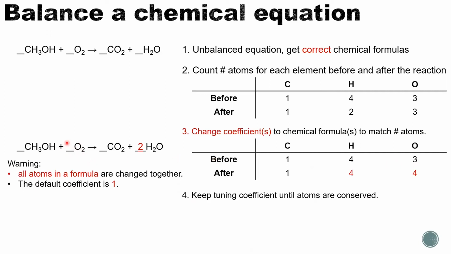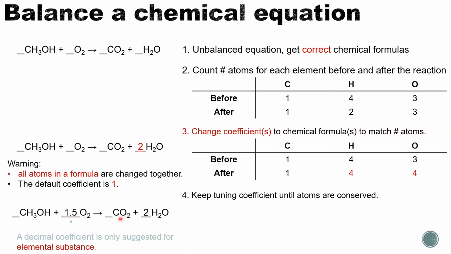If we change this number to 2, we add 2 more oxygens. So what we can do here is put this coefficient as 1.5. In total, we need to have 4 oxygens minus the only oxygen from the first compound. We have 3 oxygen atoms left over, and then the coefficient needs to be 1.5. So a coefficient can be a decimal, but it's only suggested for elemental substances, because when you change that, you don't need to change any other atoms.